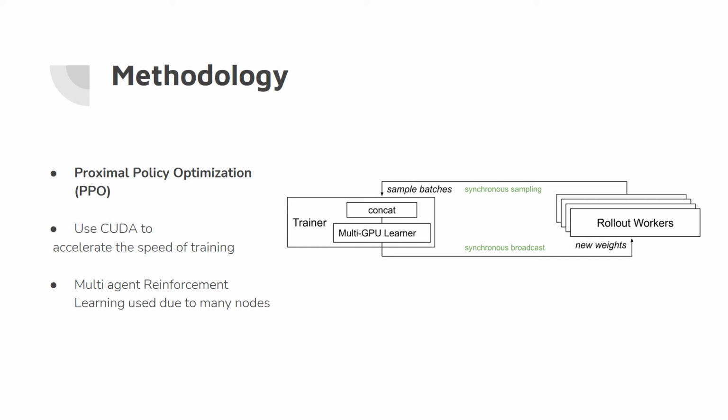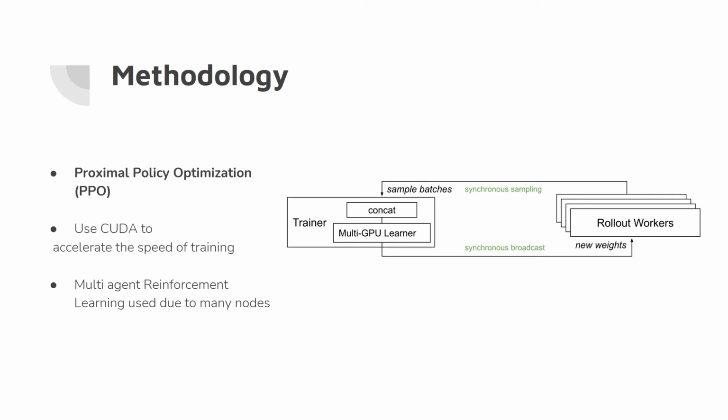As for my configuration, I've decided to use CUDA as well to accelerate my speed during training. CUDA is an NVIDIA library which uses the GPU to train AI. And also, due to the many nodes, I've decided to use multi-agent reinforcement learning as well.